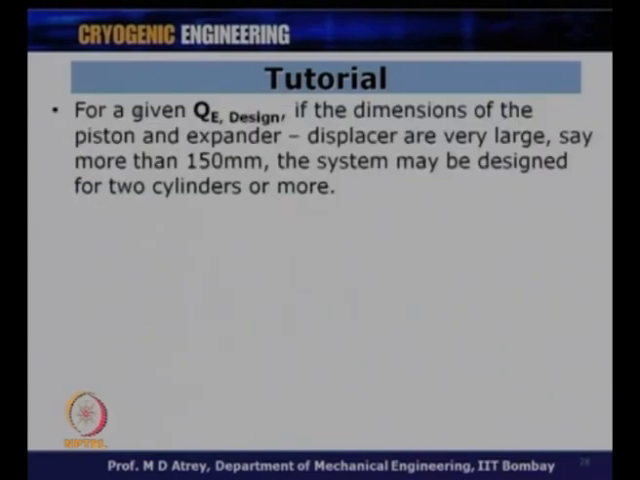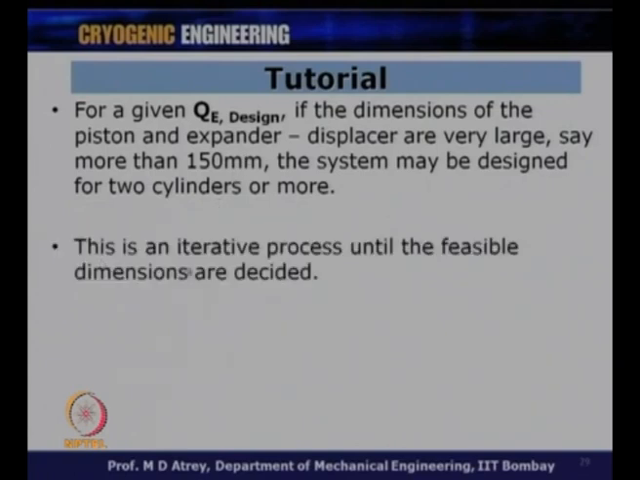What we are going to do is only a first guess based on the thermal design, the thermal aspects of the system. So, what we see for a given QE design, if the dimensions of the piston and displacer are going to be very, very large, say more than 150 millimeter, the system may be designed for 2 cylinders in that case. This is what I just said earlier. So, this is an iterative process until the feasible dimensions are decided.